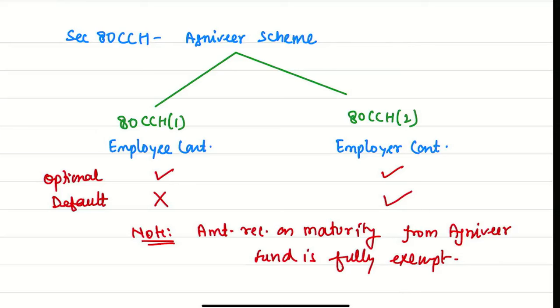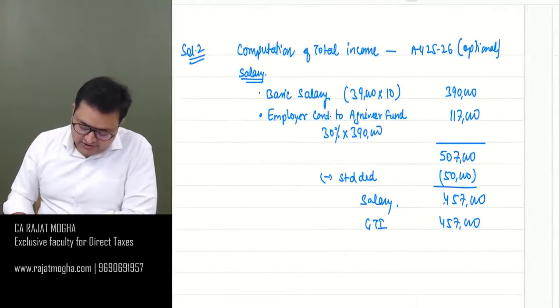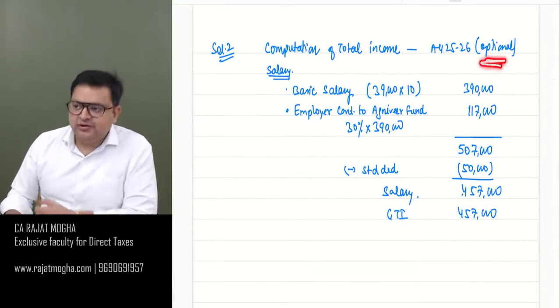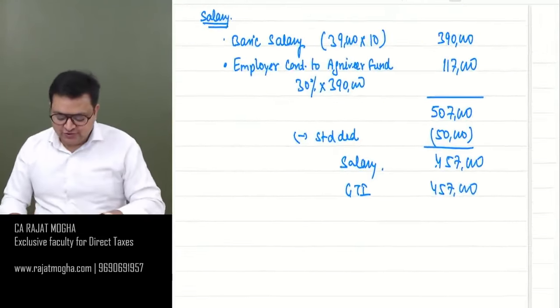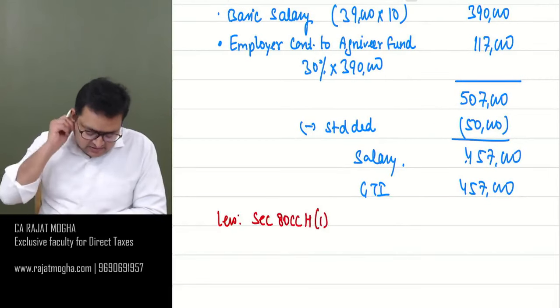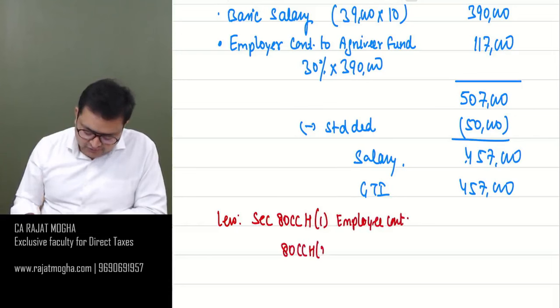Now, see, come back to this question. Since this person is an Agniveer, and he is following optional regime, he will get both the deductions, 80CCH1 and 80CCH2. He will get whatever is the employee contribution, and he will get 80CCH2 also, whatever is the employer contribution.